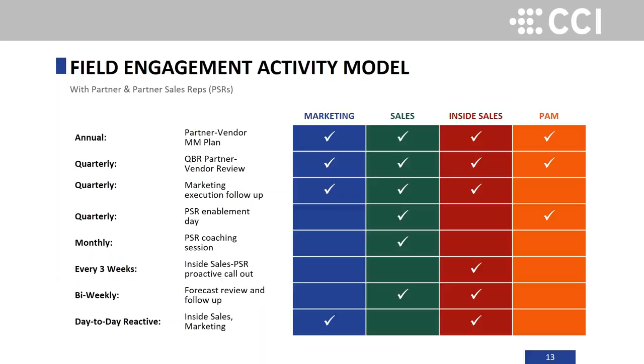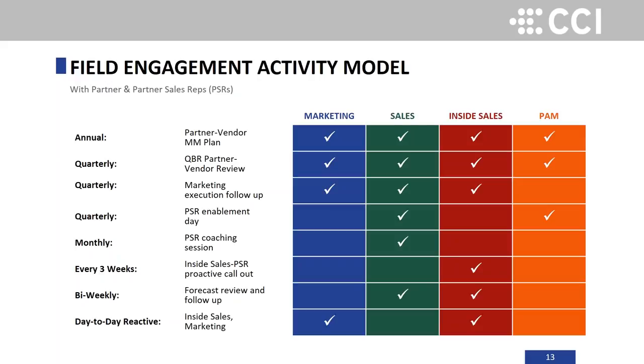Once you do select the right partners and have a finite number of them, let's assume we're working at the top end, where we might have a partner account manager and a field marketing person working with them. Then there should be a finite set of activities that you do with these partners, and those activities should be done on a specific frequency.